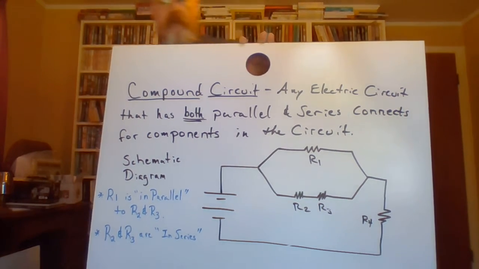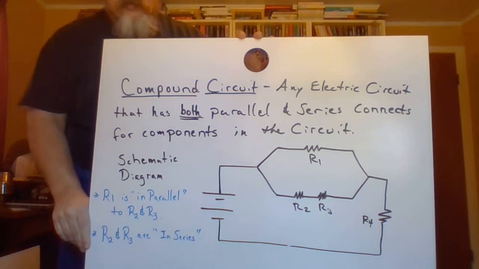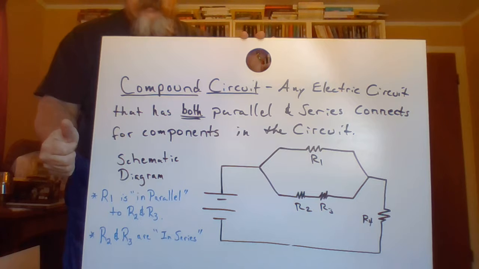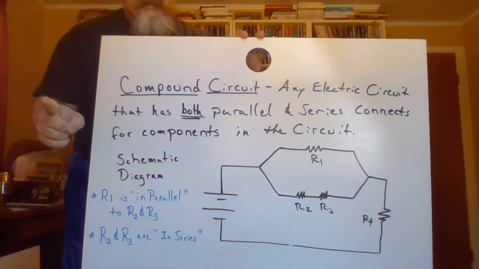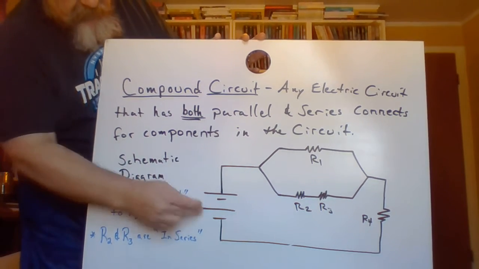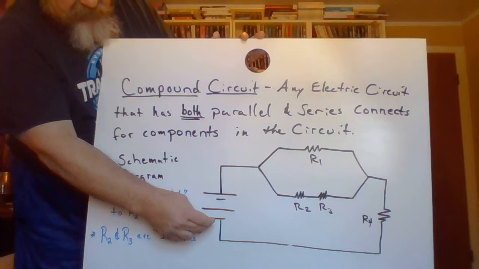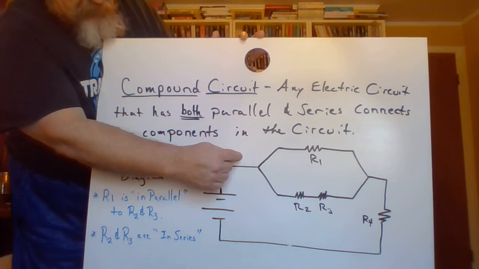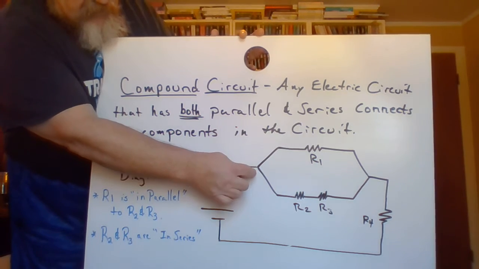And so you're going to hear me use the expression in parallel to or in series to. Okay, so what I mean by that, let's look at our diagram here. We have the voltage source, positive up here, negative down here. So the conventional current is coming out and flowing this way, and as you can see, it hits this junction.